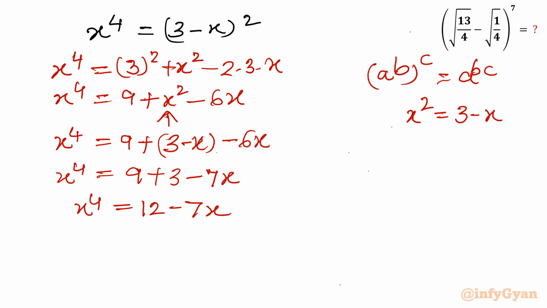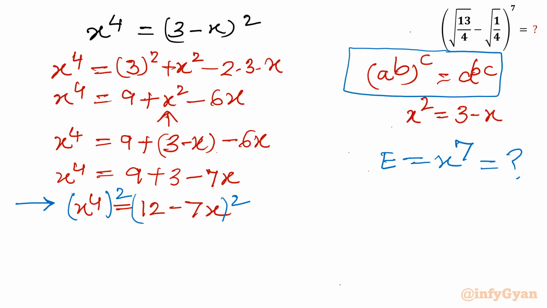Now what are we looking for? x power 7. This value we are going to evaluate. We have reached up to the power 4. Let's consider squaring once again. I will use this exponent property once again. In the LHS, x power 4 times 2, that is 8, equal to a minus b whole square. So I will write a square, 12 square is 144, plus b square, so 49x square, minus 2ab, so I will write minus 168x.